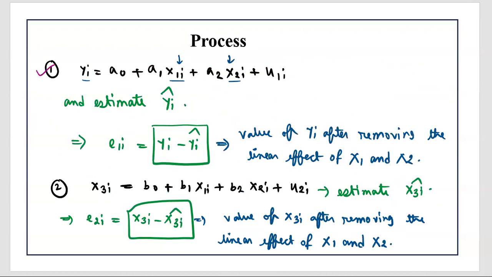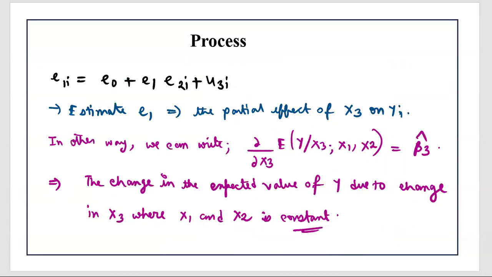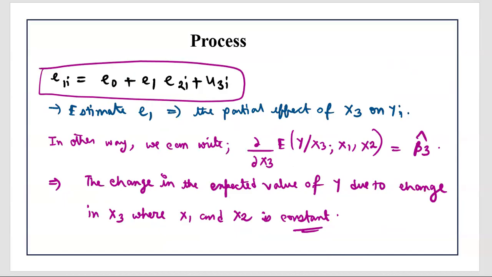This is the first regression that eliminates the linear effect of x1, x2 on the value of yi. This is the second regression equation that removes the linear effect of x1, x2 on the value of x3, our variable of interest. And then we run this kind of a regression. From it we estimate E1 cap, this coefficient, and this will give us the partial effect of x3 on y.